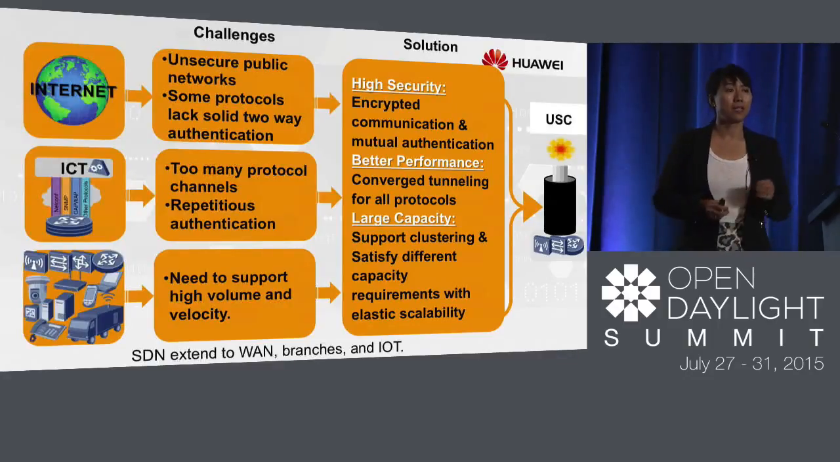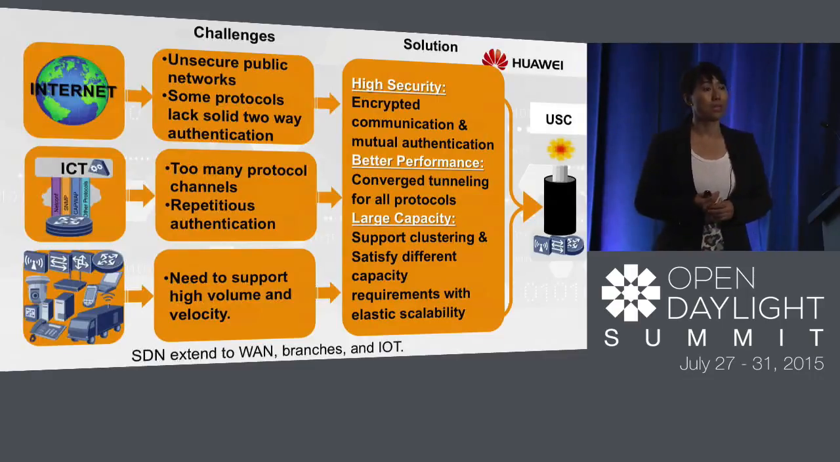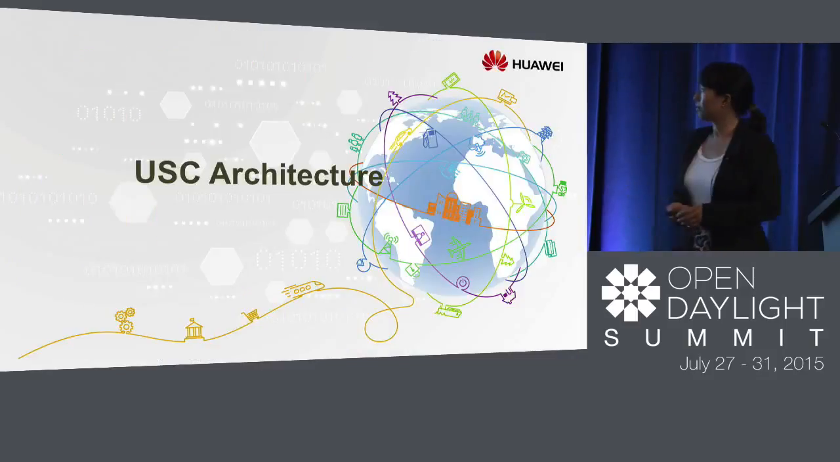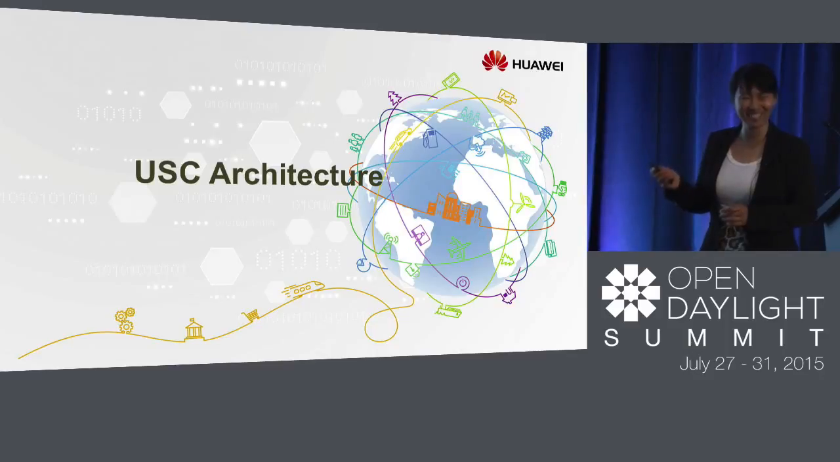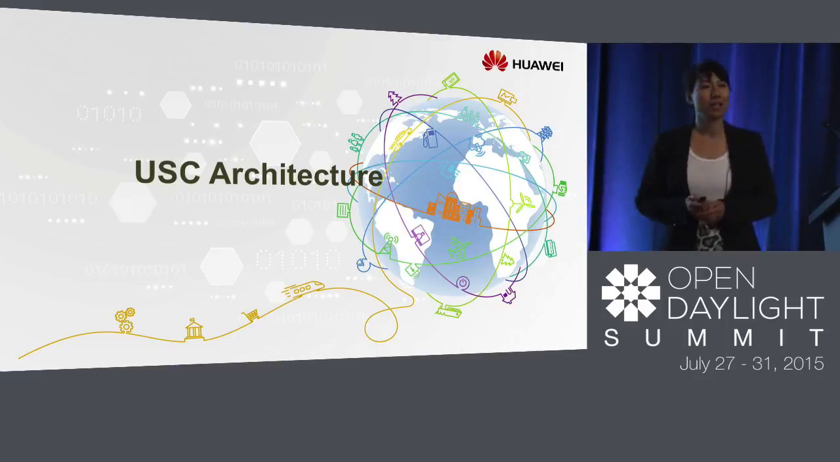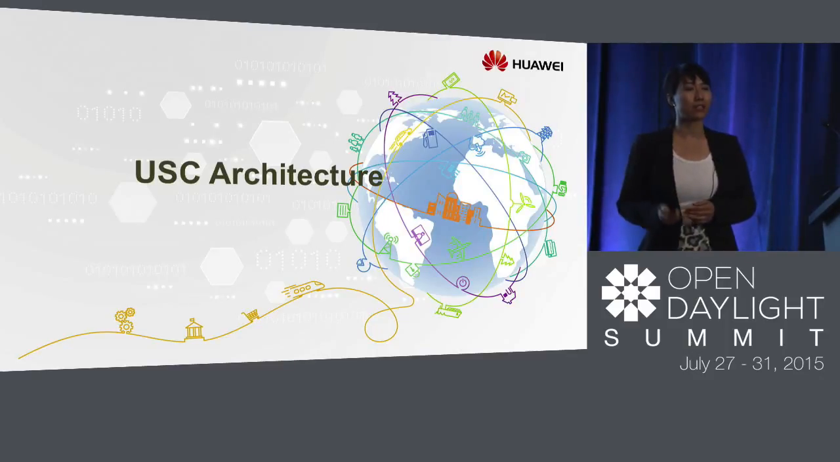USC significantly improves the clustering capability, especially at the southbound. Right now, OpenDaylight doesn't even have that. Later, I'll give you a more detailed description of how we achieved that. So I'll go through a little of the high-level architecture of the unified secure channel.